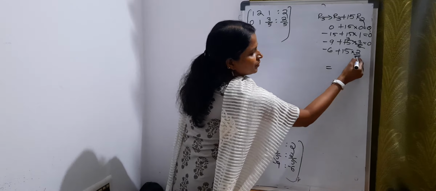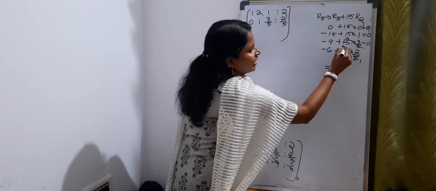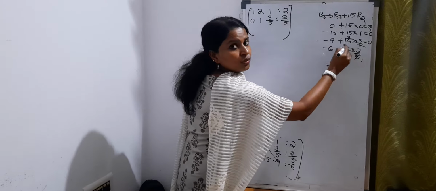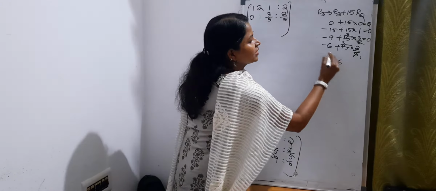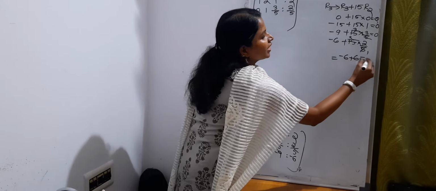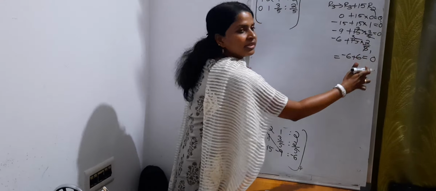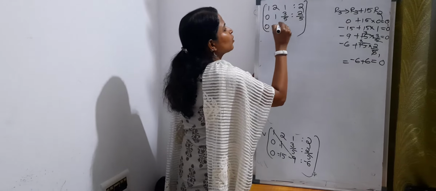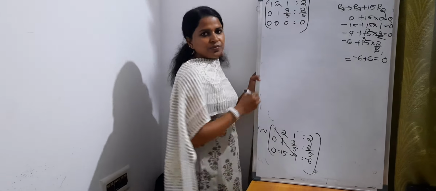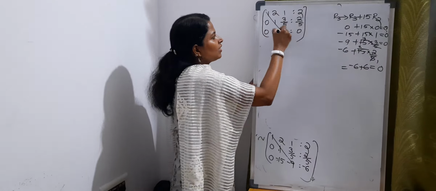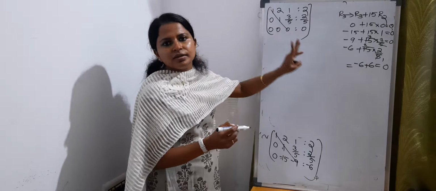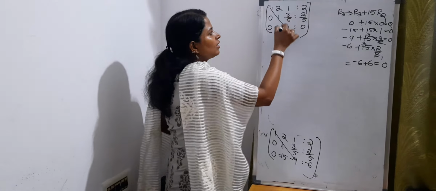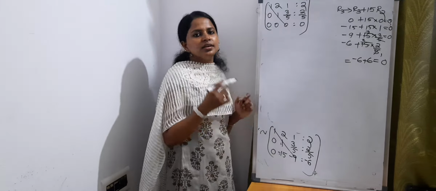Then here 5 and 15. Here we get 3. 3 into 2 is 6. Minus 6 plus 6, here again 0. All the elements in the third row are zeros: 0, 0, 0, 0. Listen, this is an upper triangular matrix. Below the diagonal, the elements are zeros.